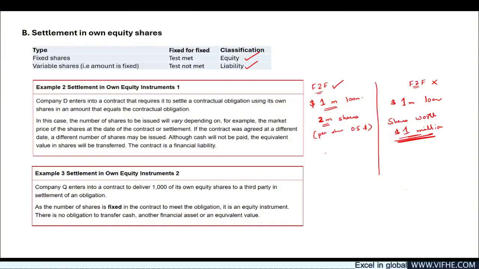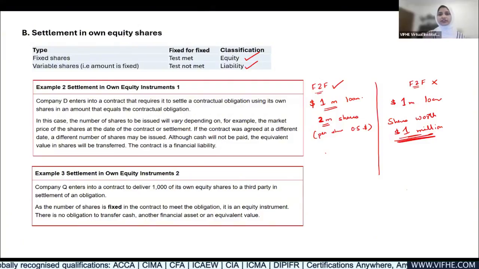Contract day one was 2 million fixed shares, but the liability worth is 1 million. What I have bought is a loan for 1 million, and the remaining 1 million I'm giving as bonus shares. Is that correct? It's not bonus shares. You can't consider it as a bonus share. It's just that if the market price is high when you issue these shares, then you actually ended up paying extra for 1 million worth of loan, right? It's an extra amount that you have paid.